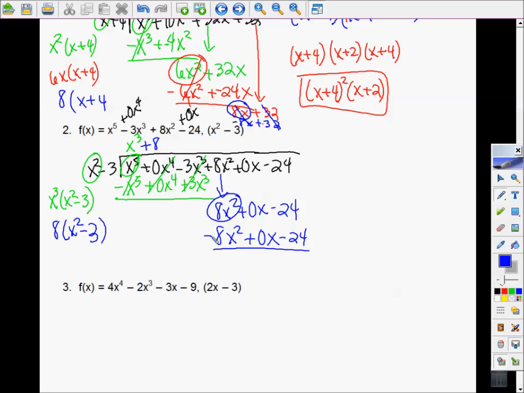Change the signs of everything. And everything cancels out. So am I done? Yes. I identified my factors. x cubed. So my factors are x squared minus 3 times x cubed minus 8. Is it fully factored?